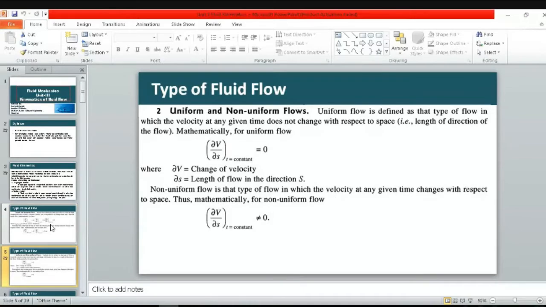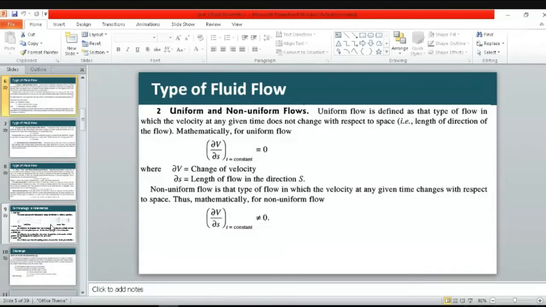Okay. After that, uniform and non-uniform flow. So uniform flow is simply defined as a type of flow in which the velocity at any given instant of time does not change with respect to position. Okay, that means along x direction, if you take any point, or along y direction, if you take any point, the properties remain unchanged. So पूरे cross section area पे जो velocity रहेगा वो constant रहेगा, okay, in uniform flow. In non-uniform flow, the velocity at any given instant of time changes with respect to position. Okay, so that type of flow is non-uniform flow.